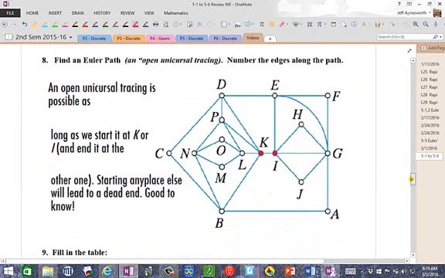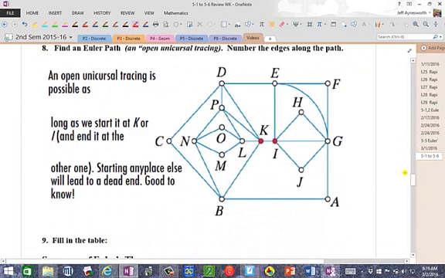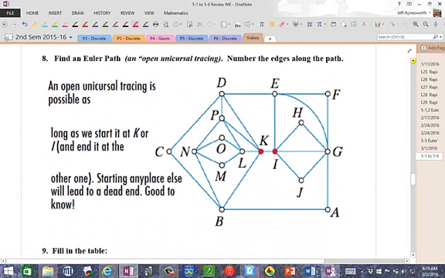Now I put this one in here again because when we first did it, we didn't know we had to start at either K or I. And the reason why is because there's an odd vertex here. So 1, 2, 3, 4, 5. This is degree 5. So I is degree 5, which is odd. And K is 1, 2, 3, 4, 5 as well. So this is degree 5, it's odd. And so we have to start at an odd and end at an odd.